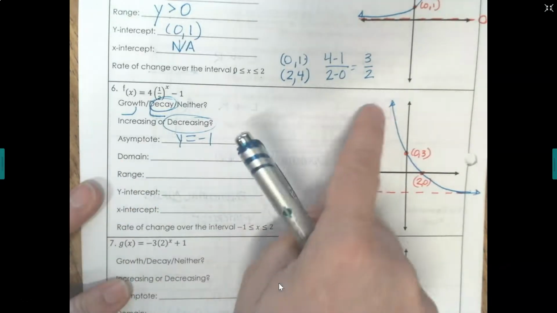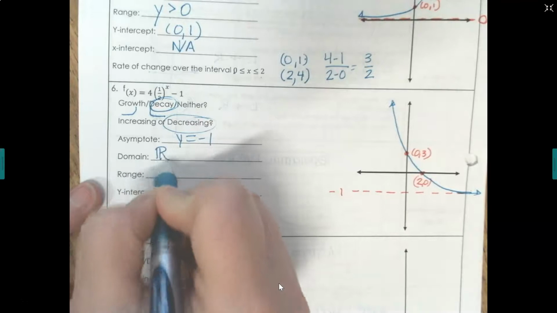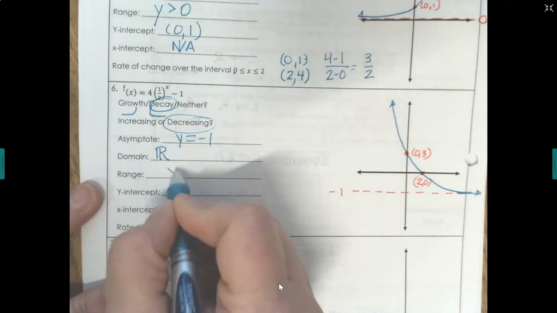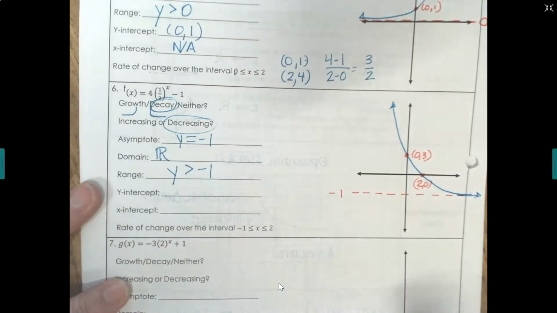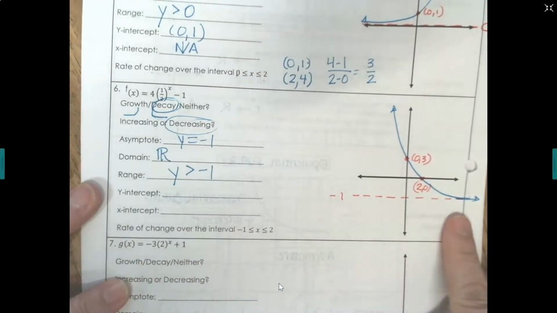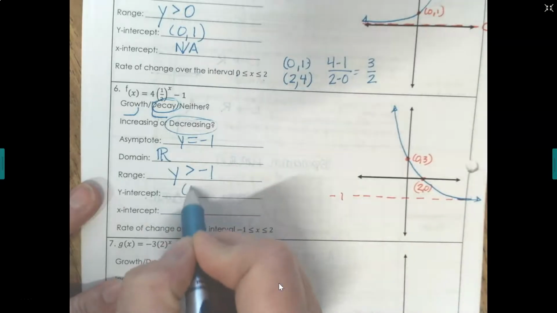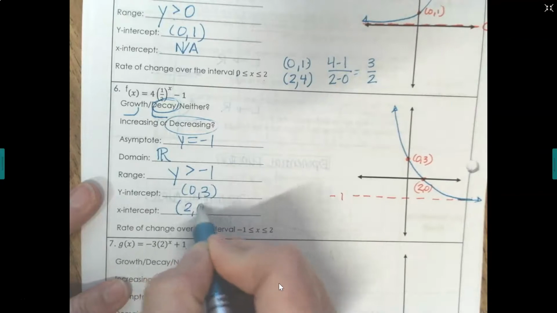Our domain, we have arrows on both ends. It's not stopping left to right, so that means all real numbers. Our range, the whole graph is above the asymptote. So that means all of my y values have to be greater than the asymptote, which is -1. Remember, you can't touch the asymptote, so we are not going to use equal to, it's just greater than. Our y-intercept was (0, 3). Our x-intercept was (2, 0).